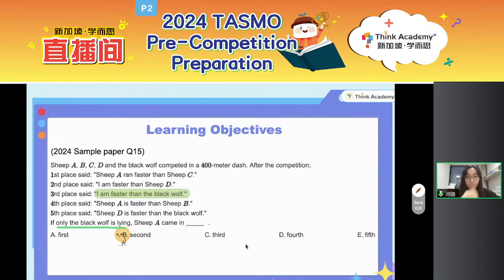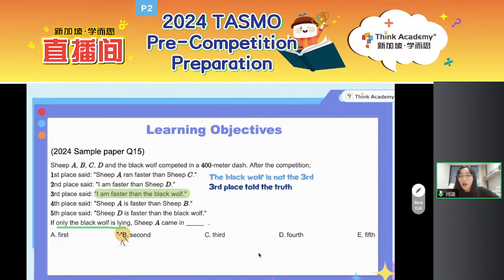Okay, correct. So now you see that. Firstly, we can get that the black wolf is not the third one, right? I cannot say, I am faster than myself. So weird, right? Okay, so in this way, we can make sure that the black wolf is not the third one. Any other clue?